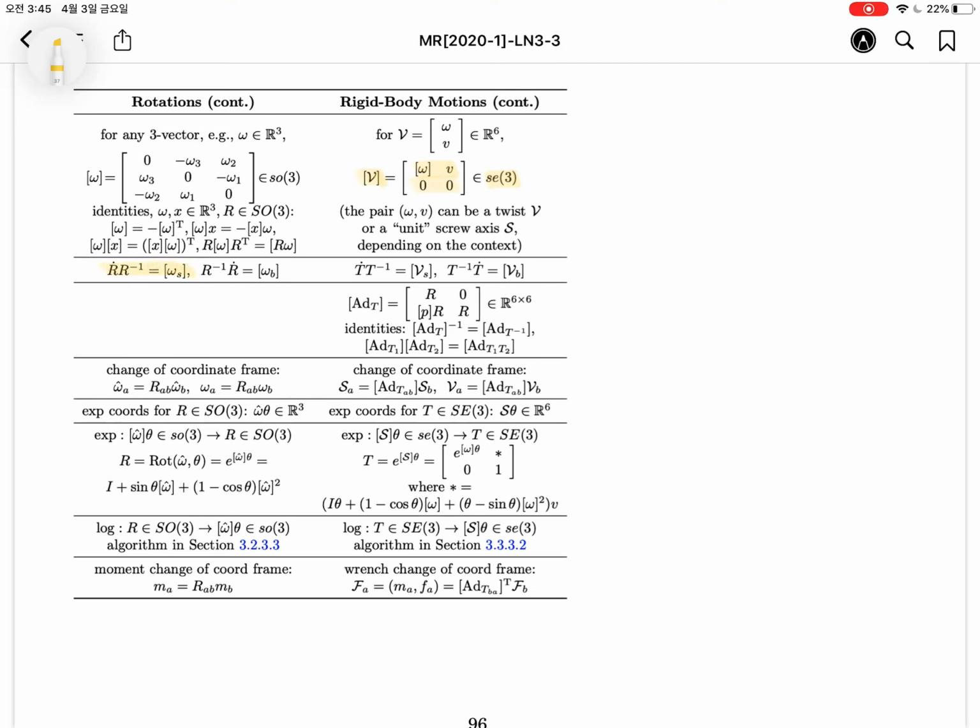R dot R inverse is the matrix form of omega S. R inverse R dot is the matrix form of omega B. A similar concept is obtained using the twist: body twist and spatial twist. In order to change the coordinate frame, the adjoint map is used. Okay, and the matrix exponential of the rotation will be the rotation matrix. The matrix exponential of the twist will be the homogeneous transformation.